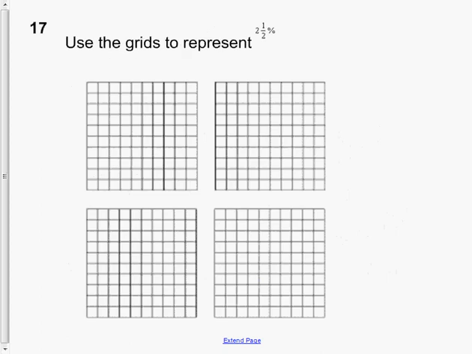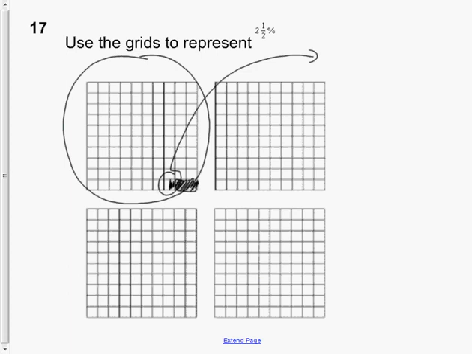Question 17 says use the grids to represent 2.5%. So if this whole thing is 100%, 2% would be this much, and 0.5% would be this much. And then you can take it over here and magnify it to show what this really looks like. It's 0.5%, and that would be 2.5%.